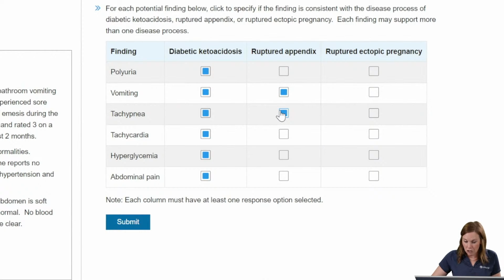We're going to have increased breathing. We're going to have increased heart rate, and we're definitely going to have abdominal pain. Again, this is another emergency, and we're going to have a lot of pain from the rupture happening.